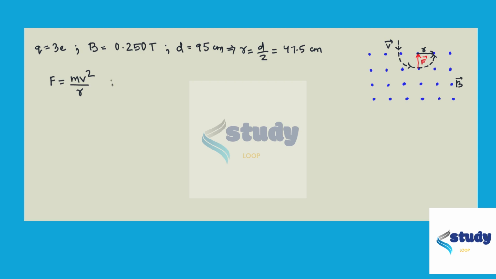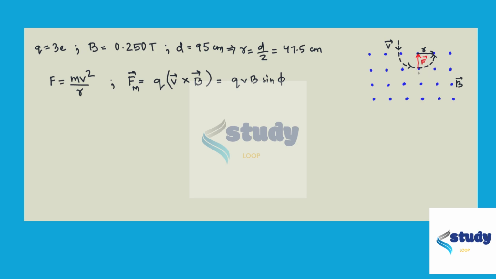Now, since we have a magnetic field over here, this force F is caused by the magnetic field. This force is the magnetic force, which is given by charge times velocity cross the magnetic field vector. The direction of this force is then given by the right hand rule, and the magnitude is q v B sine phi, where phi is the angle between velocity and the magnetic field.